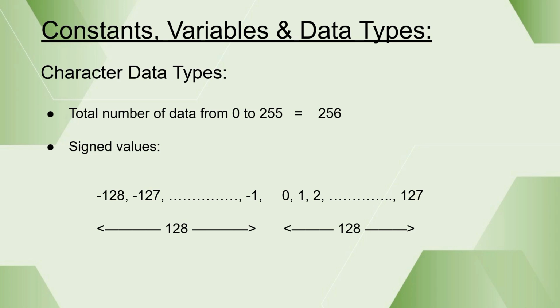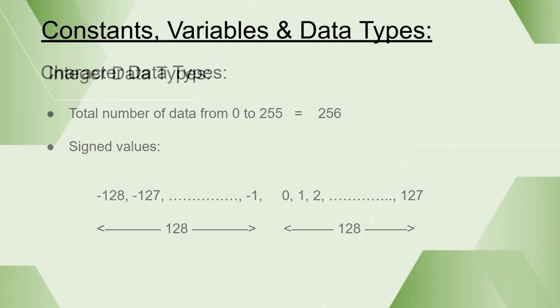When we use the sign value, we can take both positive and negative. So 256 divided by 2 is 128. So there are 128 data from the negative side and 128 data from the positive side. And here is the result.